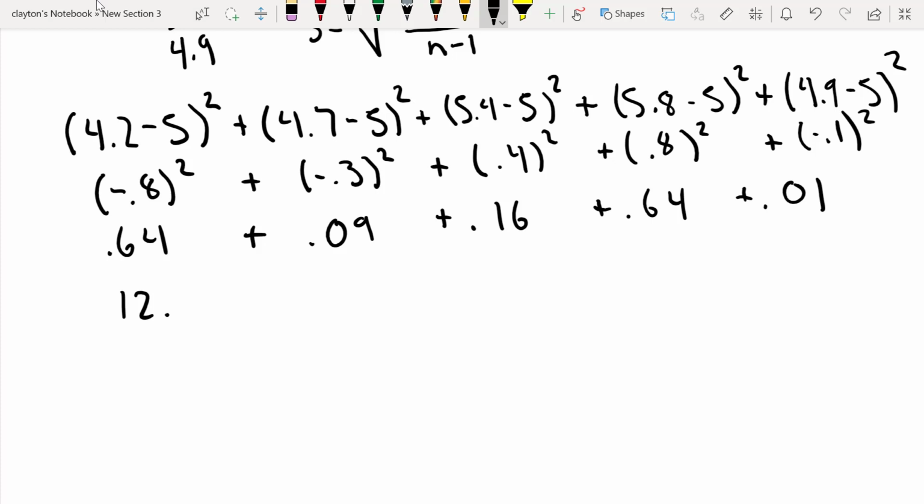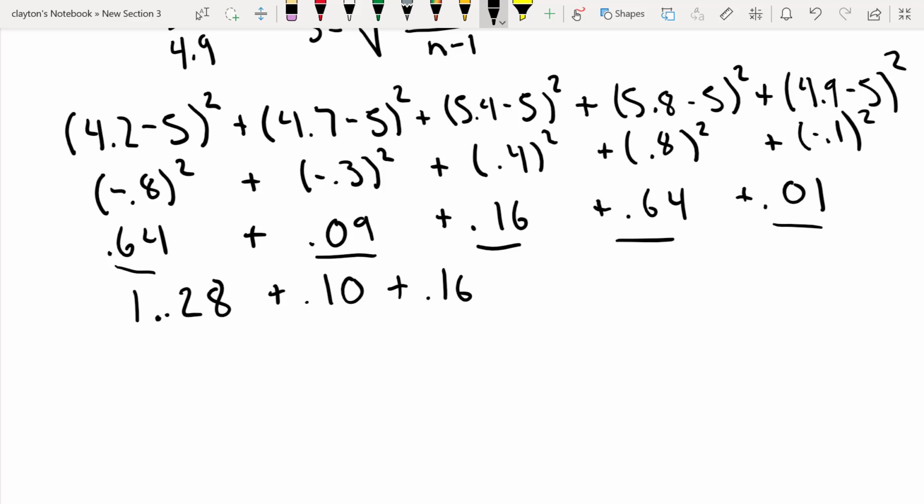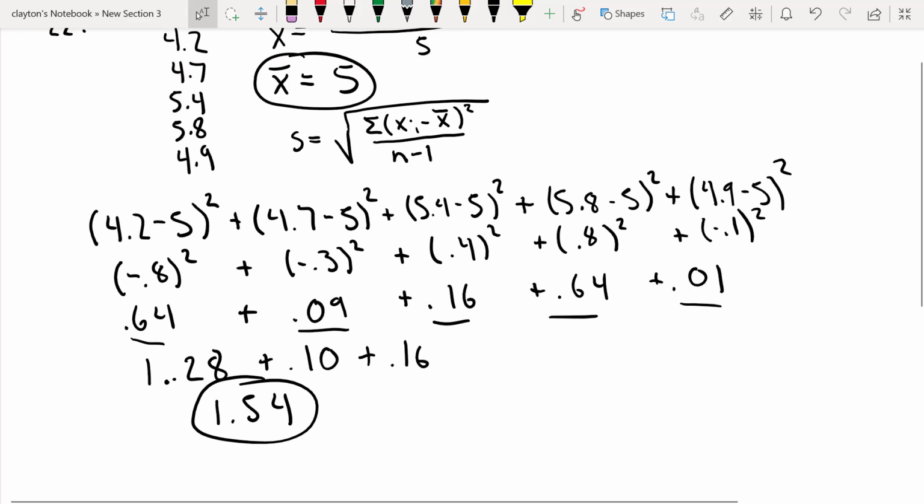At any point you could just plug this into your calculator, but it would actually take me more time to plug it in than to just solve it. 0.64 plus 0.64 is going to be 1.28, then 0.09, 0.10, and 0.16. So 1.54 is what we have here. That is what all this sums up to be after we've squared each individual thing.